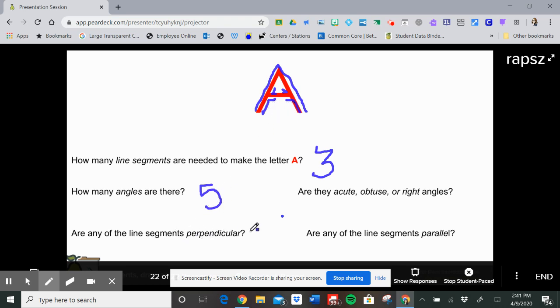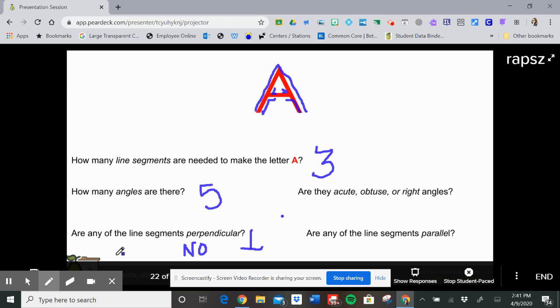Are any perpendicular? Remember that perpendicular means it makes a right angle. And we don't have any right angles here. So no perpendicular angles in the letter A. Are they acute, obtuse, or right? Well, what I wanted you to do was tell me what these angles were like. So I know that they're going to be acute, obtuse, or right. All angles are either acute, obtuse, or right. Some of you just said yes, and you needed to be specific.